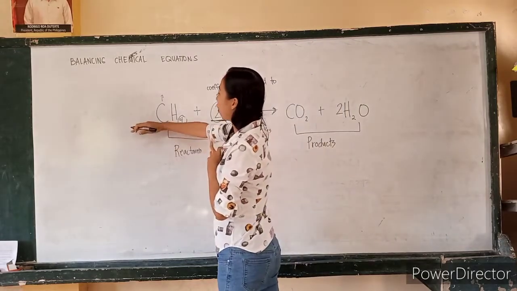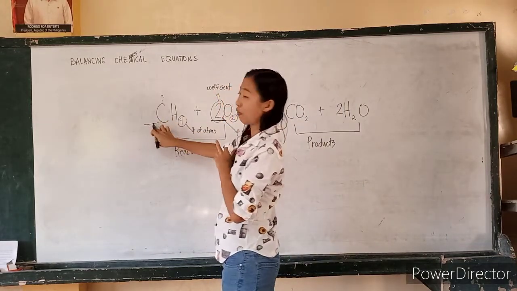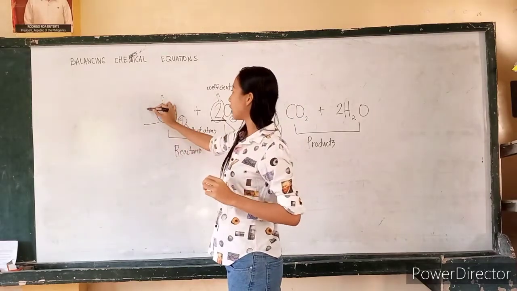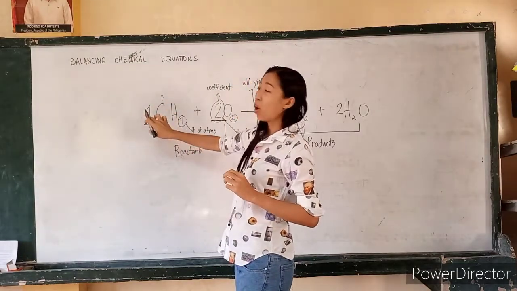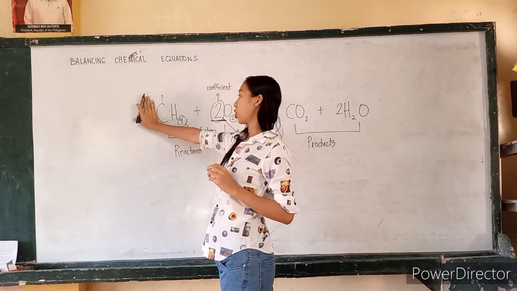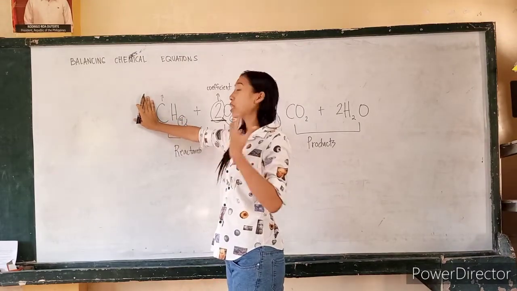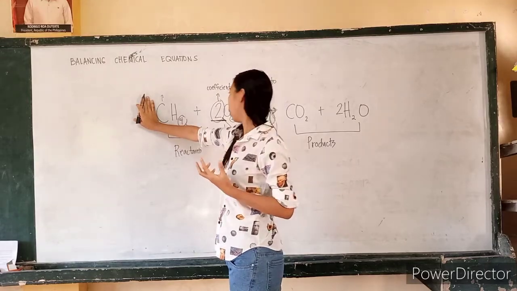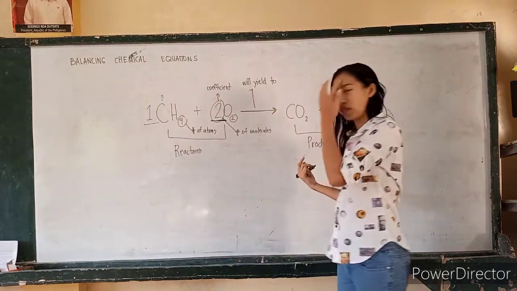How about the others, ma'am? Does it mean their coefficient is 0? No. It is automatically 1. It is just not written because it is sufficient to write CH4, right? That means you have one methane molecule. Okay? Let's proceed with the other side.